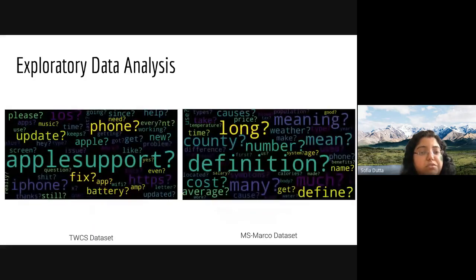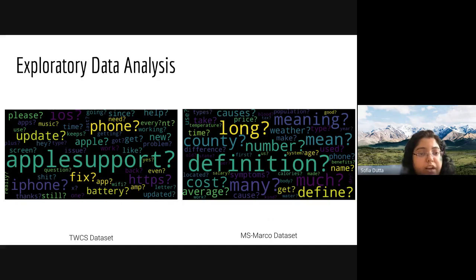And in the word cloud visualization, from the left, as you can see, the Apple customer questions data clearly shows that it has more domain specific information, like it has words for Apple and Apple's products, and the words are related to computer, mobile, and internet related concepts. So it has a specific domain which my model can learn from.